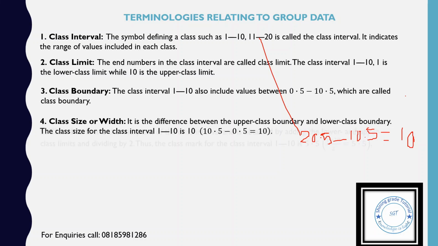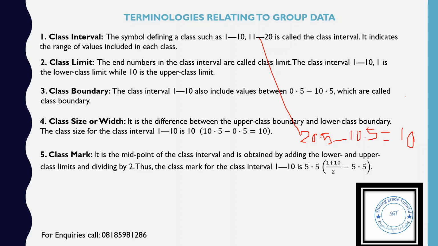So the other aspect now is class mark. Class mark is the sum of the two ends of the class interval, and we divide it by 2. Half of the sum of the class interval. So it's the class midpoint. So we just sum the class interval and divide by 2.